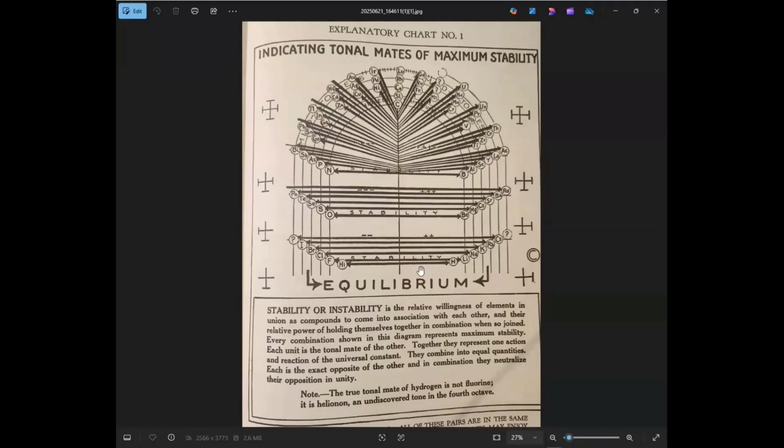So what he's showing here, let's see what he says here. Stability or instability is the relative willingness of elements in union as compounds to come into association with each other and their relative power of holding themselves together in combination when so joined. So, every combination shown in this diagram represents maximum stability.